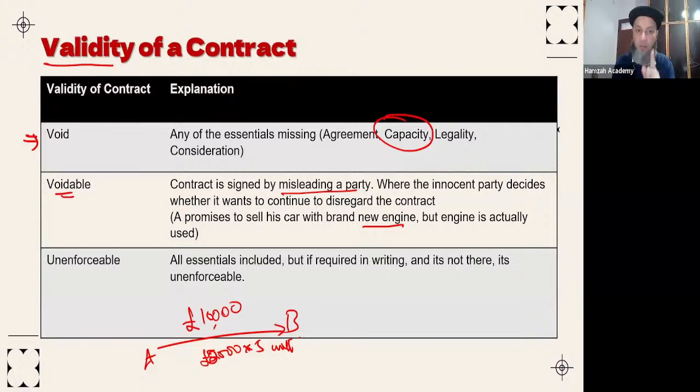But here, remember, Mr. A cannot end the contract. It is not up to him. Only Mr. B can end the contract. This is called voidable at the instance of the injured party.